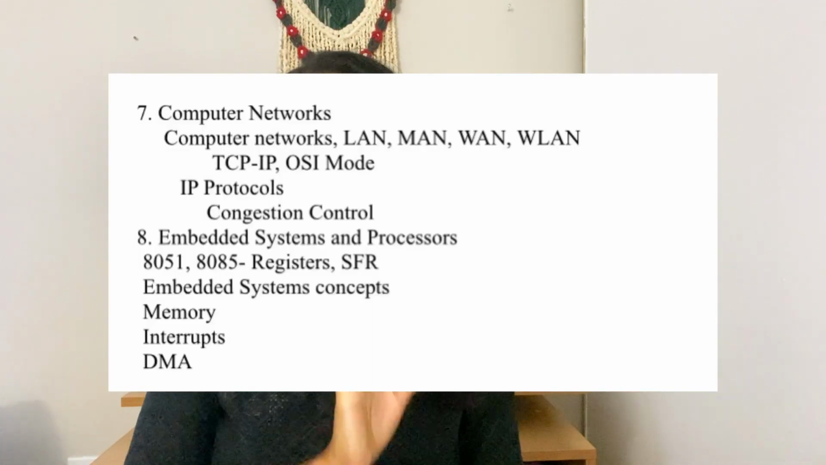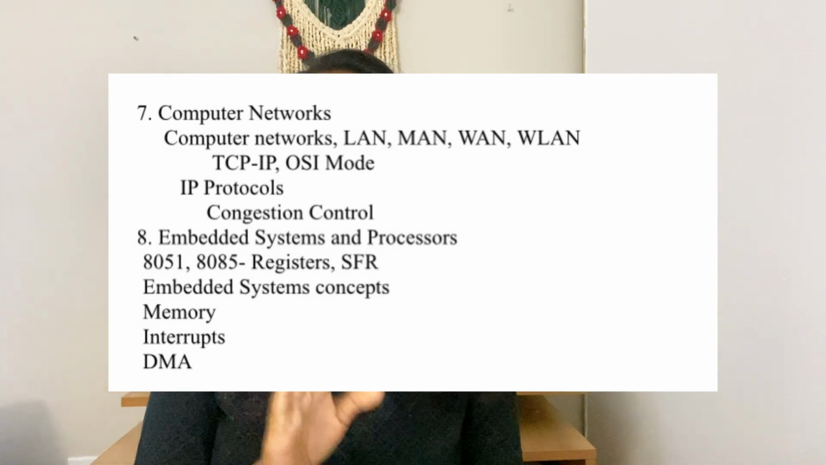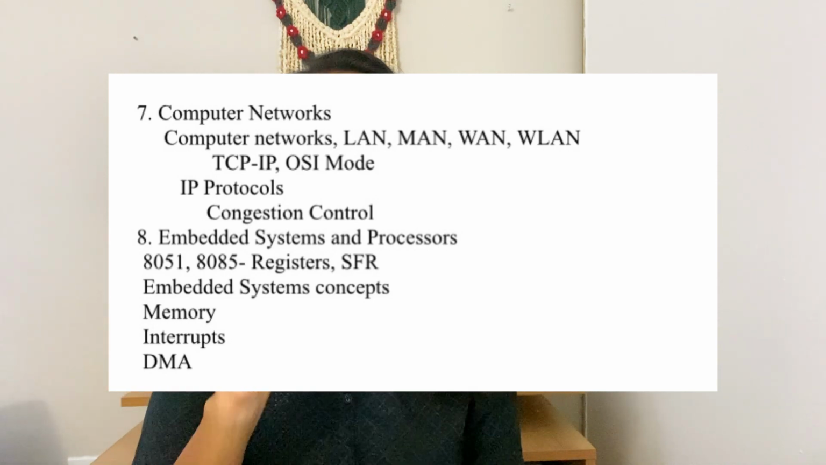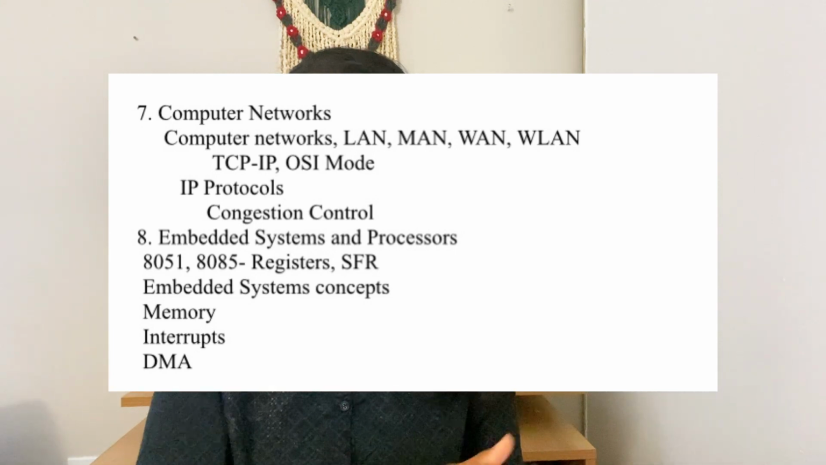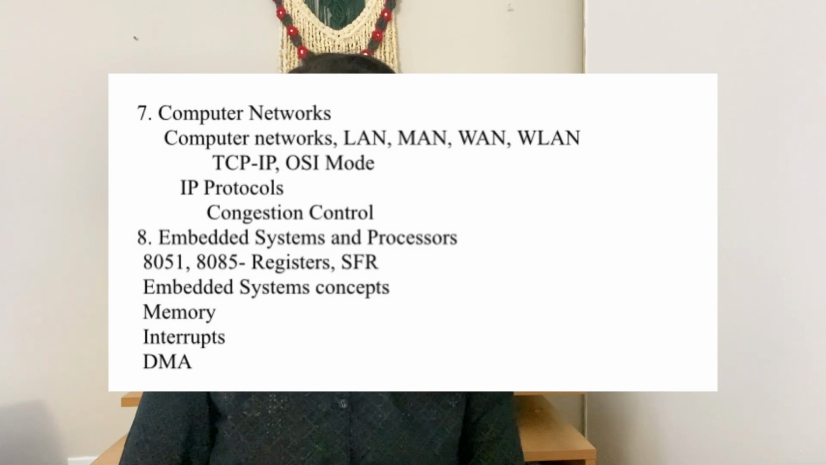The seventh subject is computer networks. You have to study only theory topics from this. There are no numerical questions, no equations, I would say. In computer networks, all the networks are important: LAN, MAN, WAN, WLAN. Also the models, TCP/IP model, OSI model, and the different layers of the models. These are important. Then IP protocols, congestion control. These are the topics I have included.